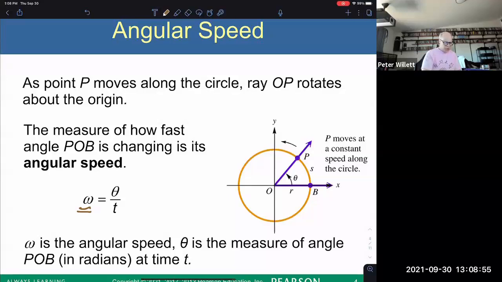So it states here, W is the angular speed, theta is the measure of the angle, and it says specifically here in radians. So you can think of it initially in degrees, but you're pretty much always going to be asked to do your calculations in radians when we're doing this kind of a thing. So let's look at an example.